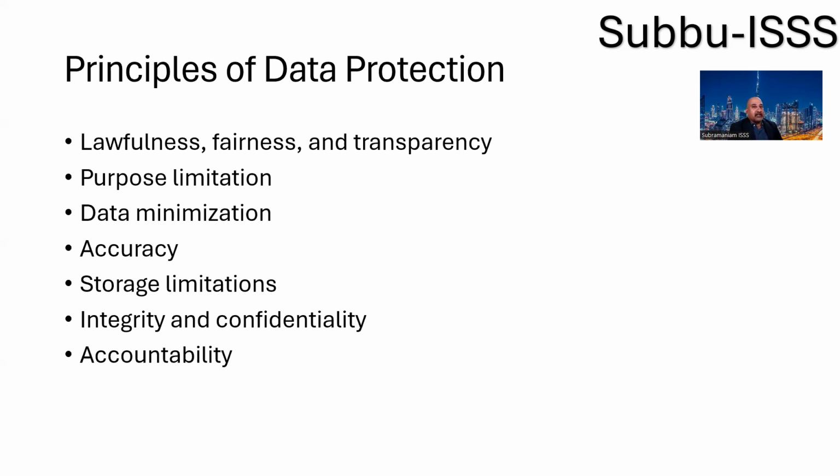Lawfulness, fairness, and transparency is the first one. Lawfulness: we need to collect the data from the data subject in a lawful way. If I do a SQL injection attack on a website and retrieve the information, that is illegal, it's unlawful. The lawful way is to collect it directly from the data subject.